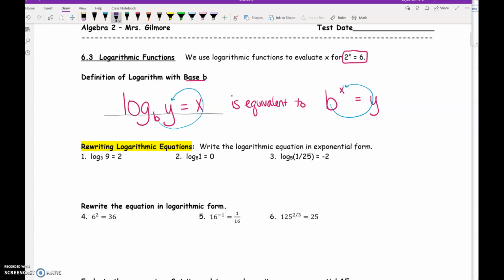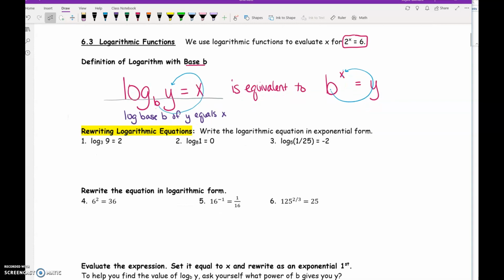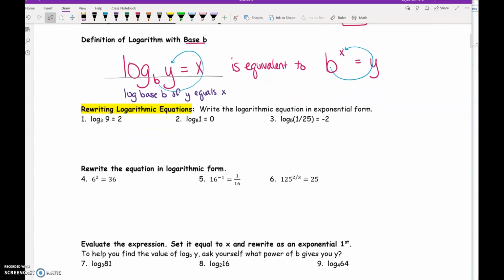The other thing is I should probably write down how you say this. This is said log base b of y equals x. I have been known on a test in the past to write something like log base 3 of 9 equals 2 and say, write this out using words, and then it's like a bonus question. Hint, hint, wink, wink.